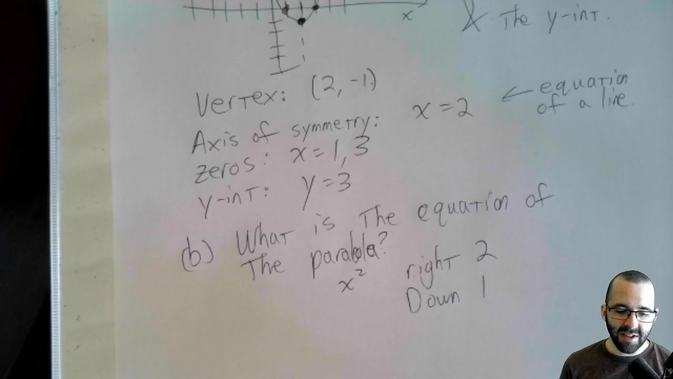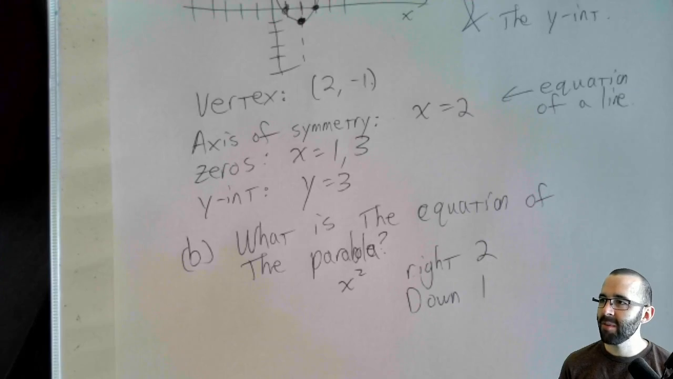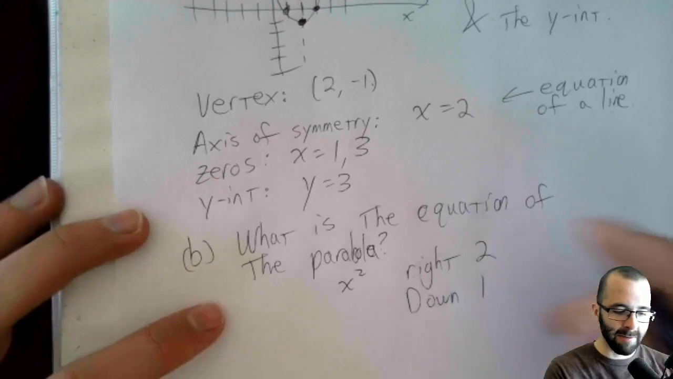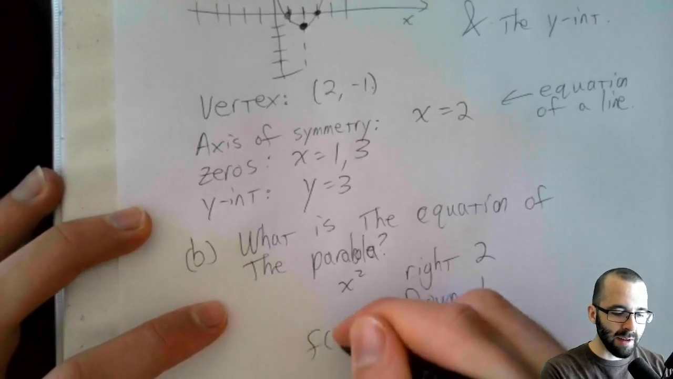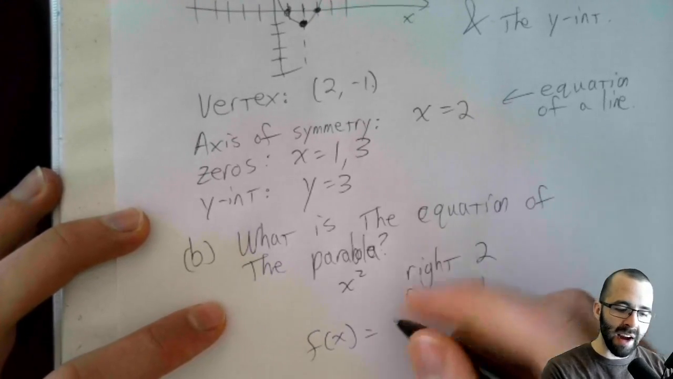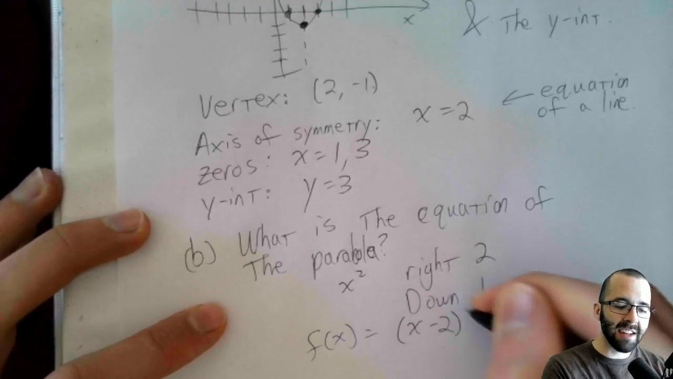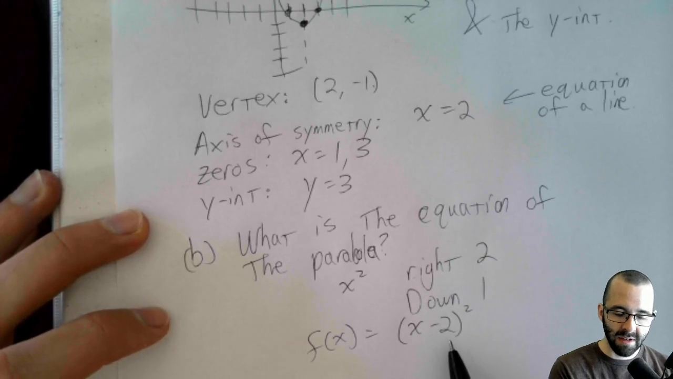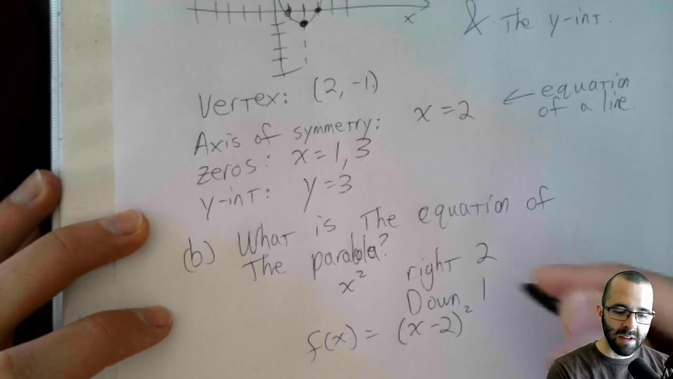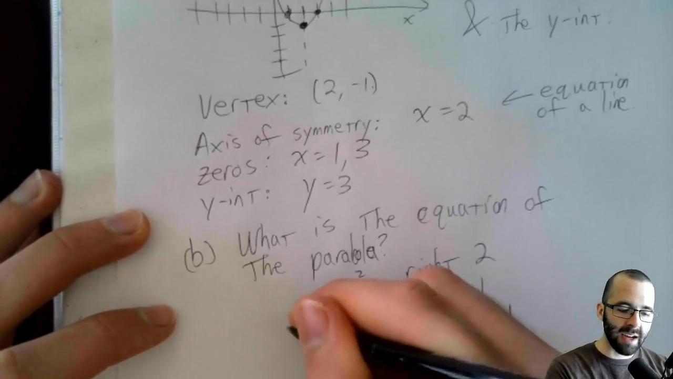So you get (x minus 2) squared minus 1. Yeah, exactly. Good. So our function is going to be f of x. Right 2 means subtracting 2 from the inside of the function. Down 1 means subtracting 1 on the outside of the function.